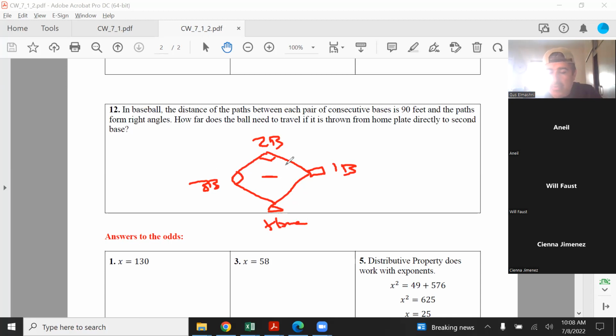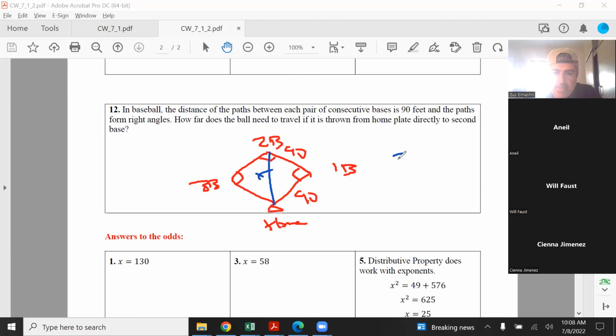And a lot of times that's important because you can have someone at first base who wants to steal, right? And so you want to make sure that the catcher can throw it fast enough to get the runner out at second base. So you want to find that distance. So if that's 90 and 90, and obviously we don't care about the pitcher's mound right now, but yeah, you just got to do Pythagorean theorem.